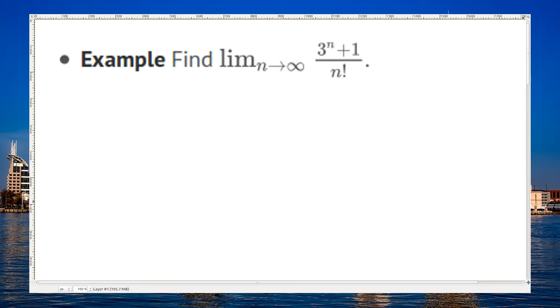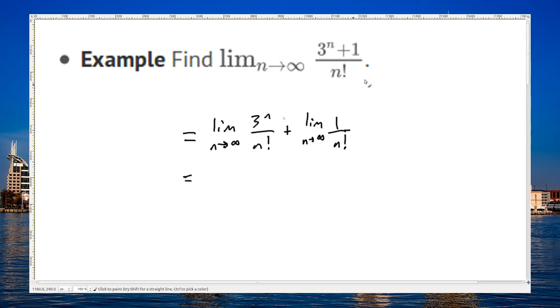Here's another. 3 to the n plus 1 over n factorial. All right, first things first, let me split this up into the limit as n goes to infinity of 3 to the n over n factorial plus the limit as n goes to infinity of 1 over n factorial. And I could do this because I could split up the fraction across the numerator, and the limit sum rule says I could split up limits across sums.